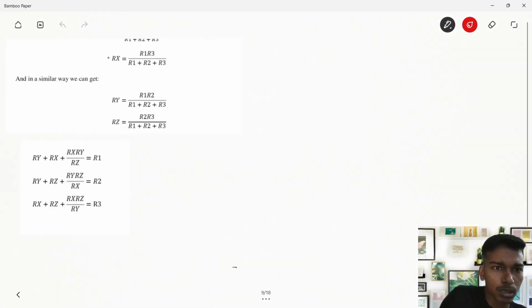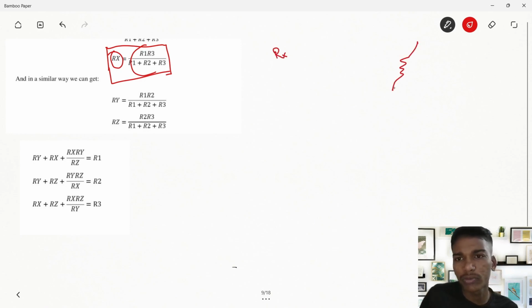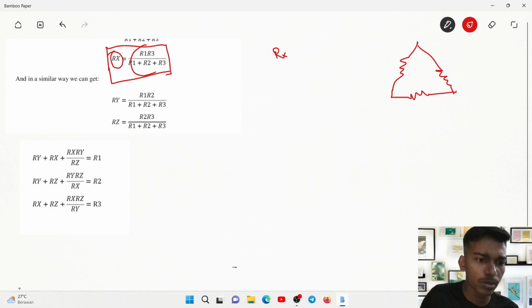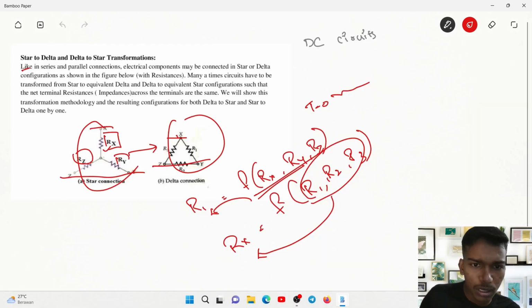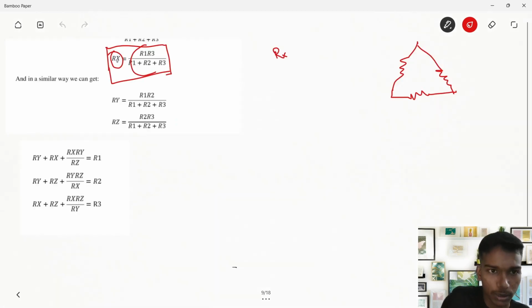Just look at this. If I have Rx equal to some function of R1, R2, R3, I'm converting delta into star. If I want to find Rx and the delta configuration is given, just remember these notations. It's the most important thing. Here we have R1, R2, R3, and here we have Rx, Ry, Rz. These notations have to be kept consistent, otherwise we will get wrong answers from our formulas.